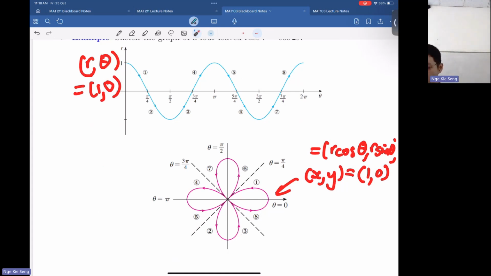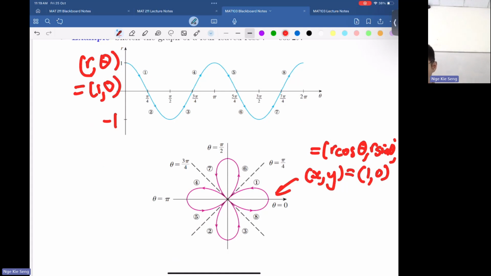If you check the region from 0 to pi over 4, what happened? The radius decreases all the way to 0. When you get closer to pi over 4, your radius gets to 0, so you get to the origin. Next, you go from pi over 4 to pi over 2. You can see that the radius is growing, but it grows in the negative direction because your radius is negative now.